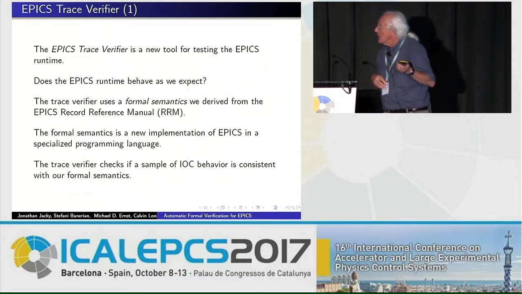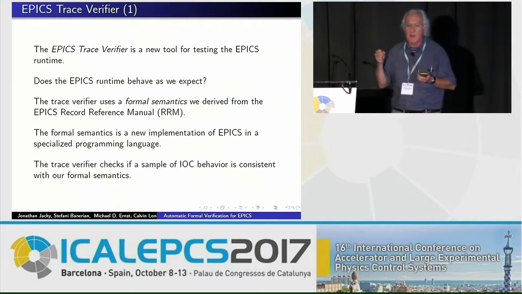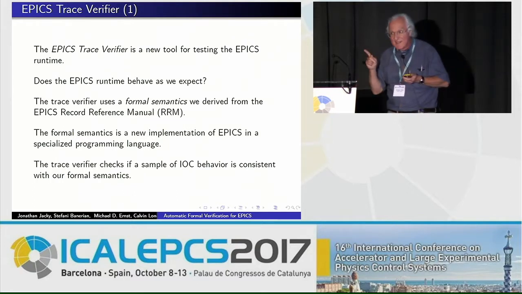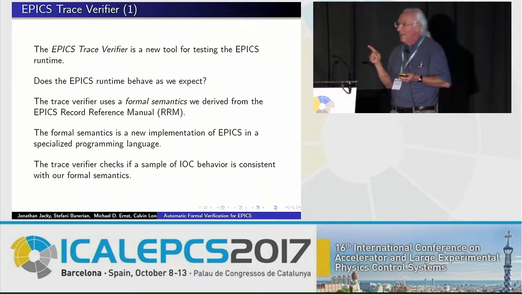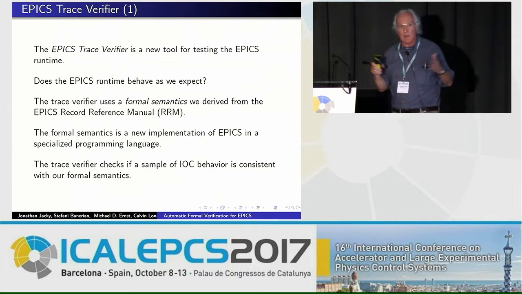So we wrote a program based on this semantics that checks if a sample of IOC behavior is consistent with our formal semantics. In fact, the trace verifier was also written in Coq and has been formally proved to be correct with respect to the semantics. How about that?